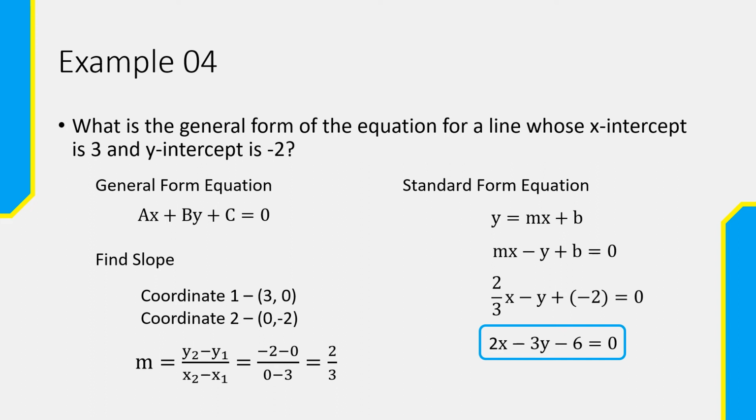So when we multiply 3 out into each variable, we get 2x minus 3y, and then a minus 6, which is equal to 0. And this is the final answer for the general form of the equation of a line, with the x-intercept being 3 and y-intercept being negative 2.